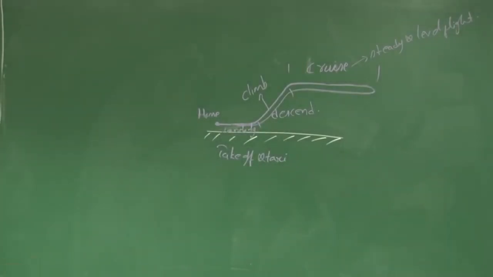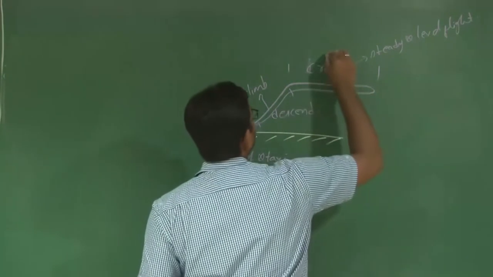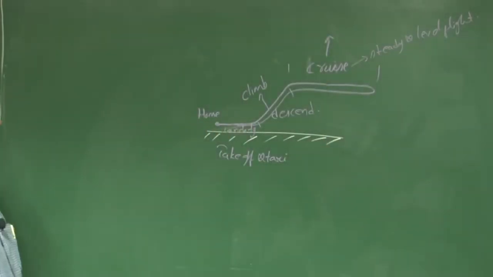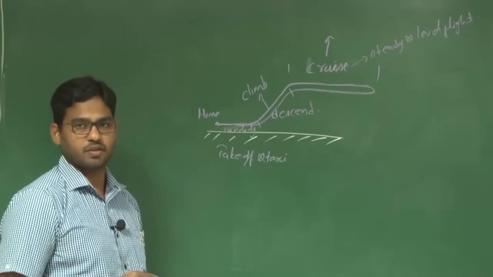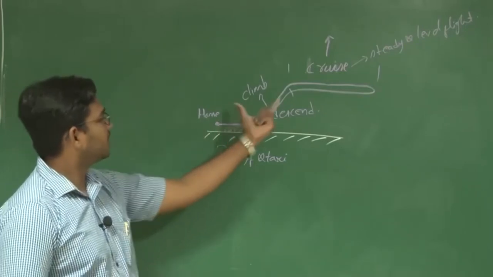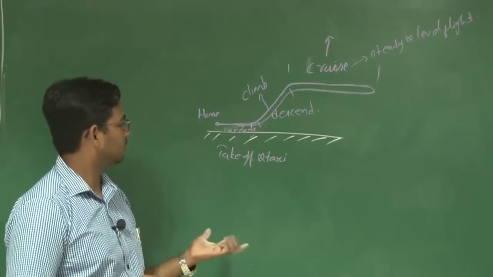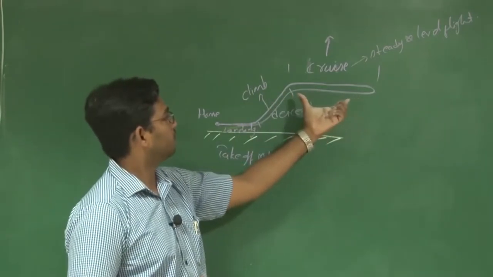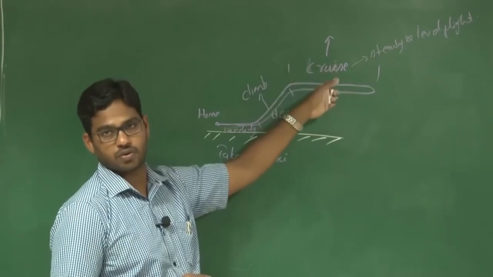If you look at this entire profile, the maximum time this UAV will spend is performing cruise. Now you have to design your system, whereas the climb hardly takes around 2 minutes, because it's unmanned, it can have higher rates of climb. And descent is hardly a gliding flight in most cases, and then landing, of course, maybe a couple of minutes. So the major part this UAV has to perform is cruise.